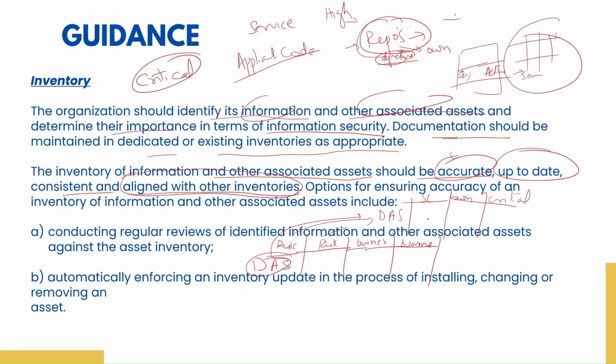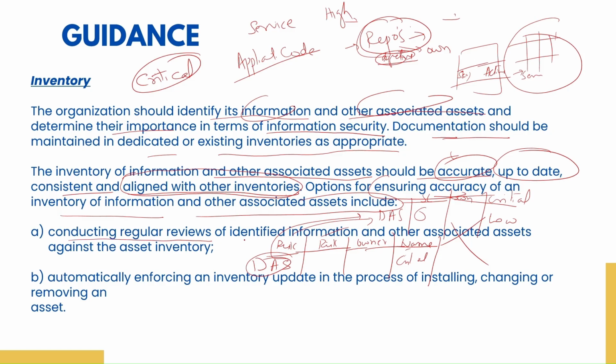So it should be in alignment with other inventories also. That is what it is saying. Not that this server is having a different serial number here and a different serial number there, or that it is saying it is a critical server here, but here it is saying it is a low server. This mismatch should not happen. Options for ensuring accuracy of an inventory of information and other associated assets include: so, how do you ensure that there is accuracy in your inventory?